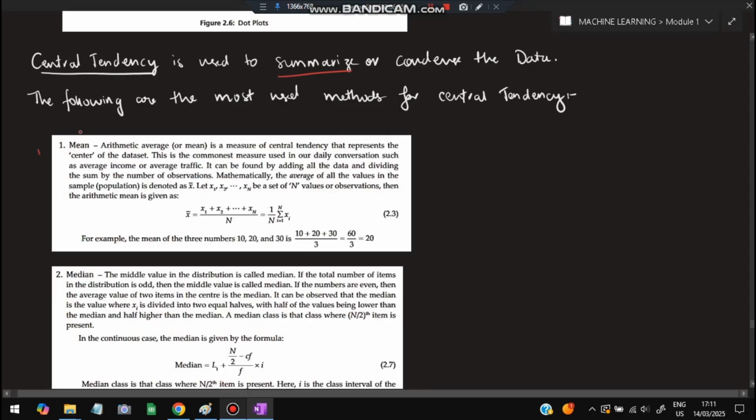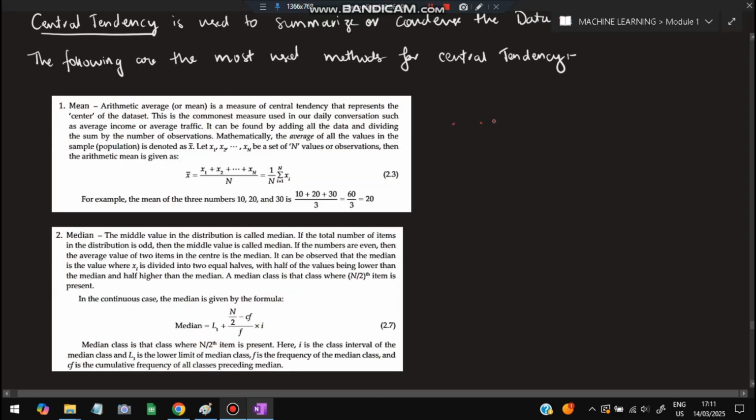First is the mean. We'll be calculating the mean, which means average, right? Whatever the numbers are, add up all of them and divide by how many numbers there are. If five people are there, calculate the sum of the weights of five people and divide by 5, and that will give the average weight. That is called the mean.